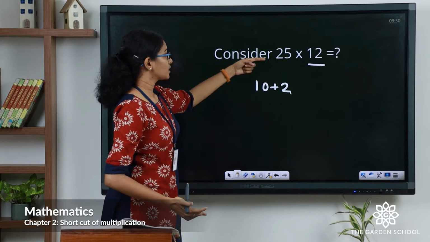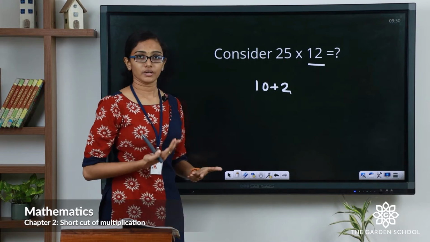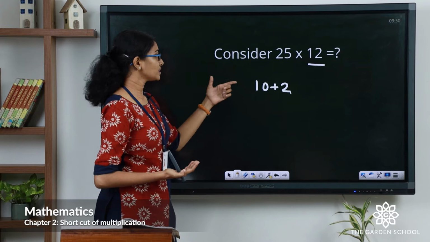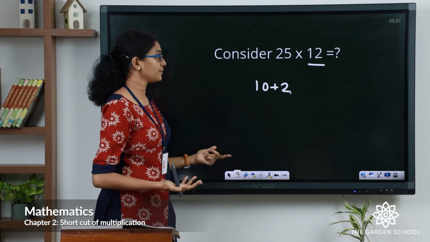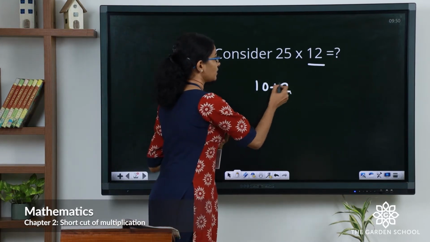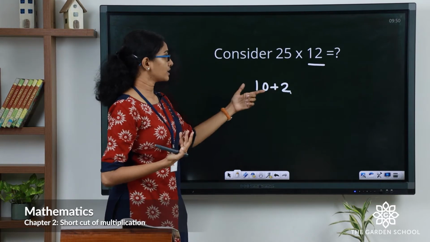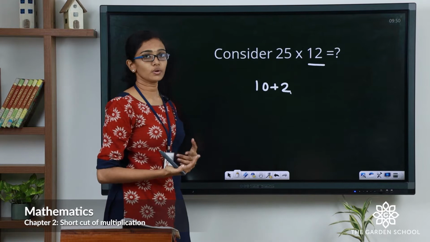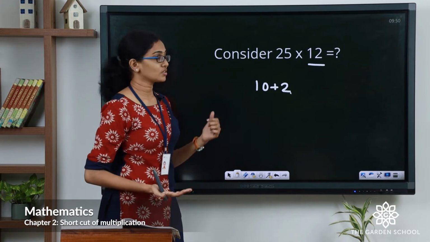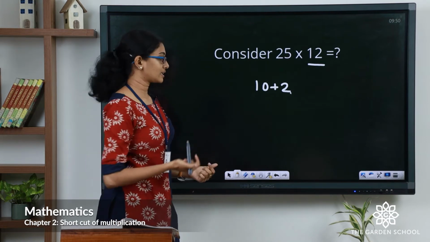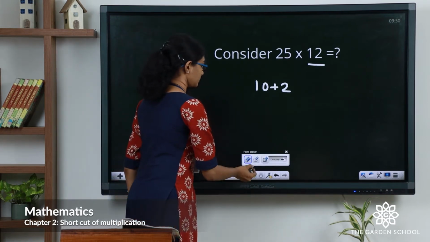Also, 25 into 10, we know it's 250. It's easier to do the calculation with 10, like we already said. So, what if we find 25 into 10 first, then find out the remaining 25 into 2 and just add up these two numbers so that we can get the answer for 25 into 12? How can we do that? Let's see how we can do that.